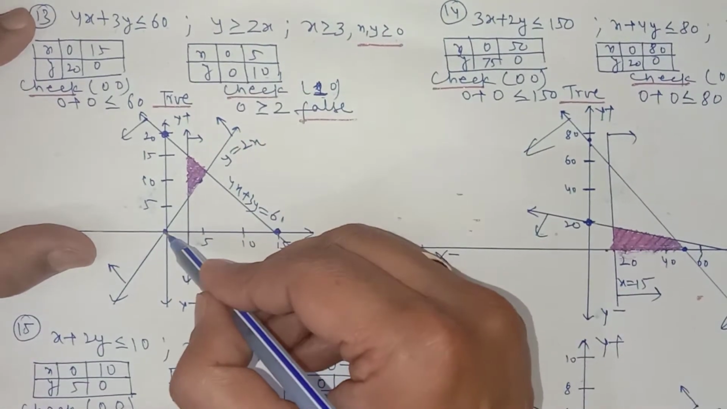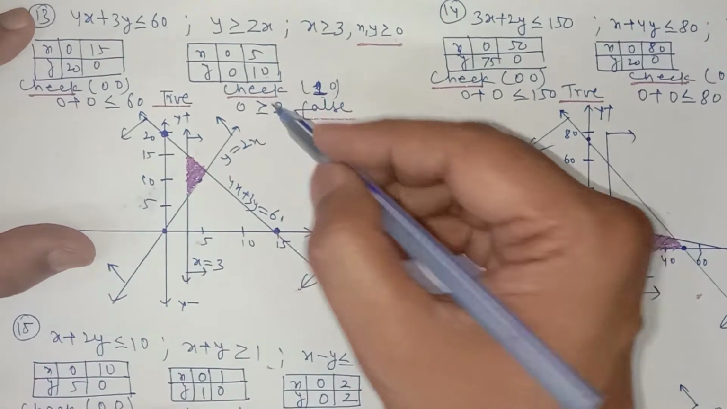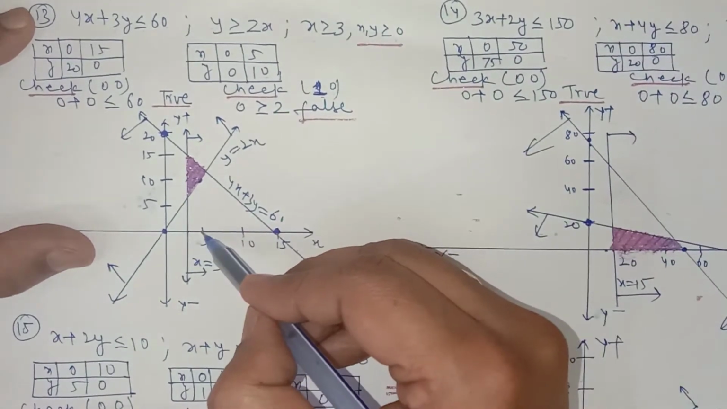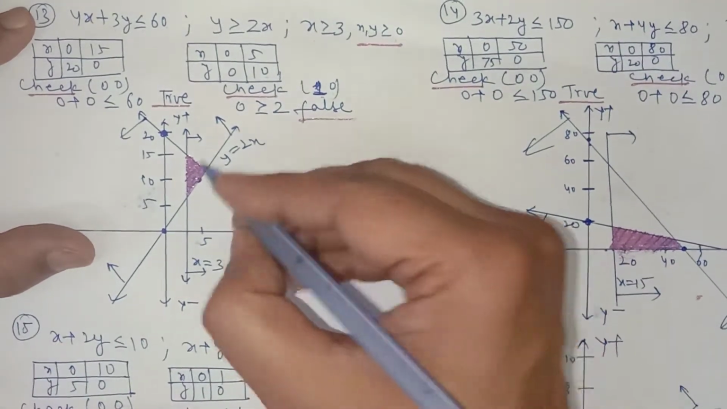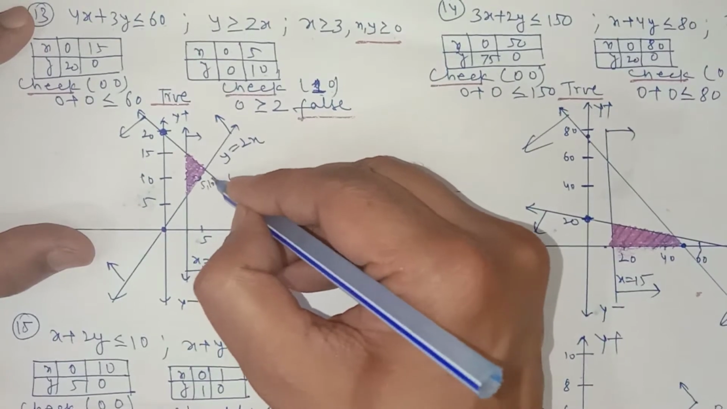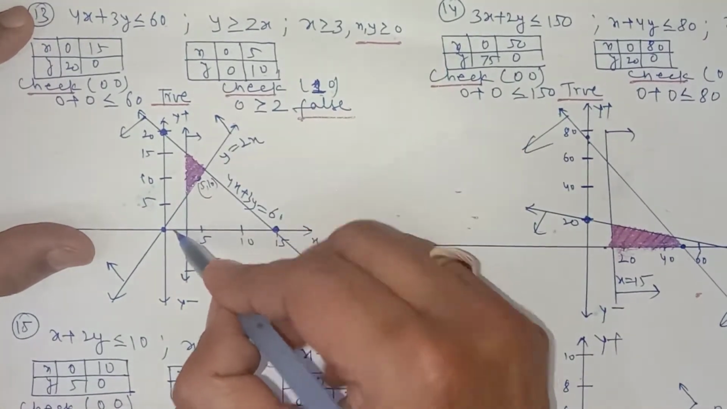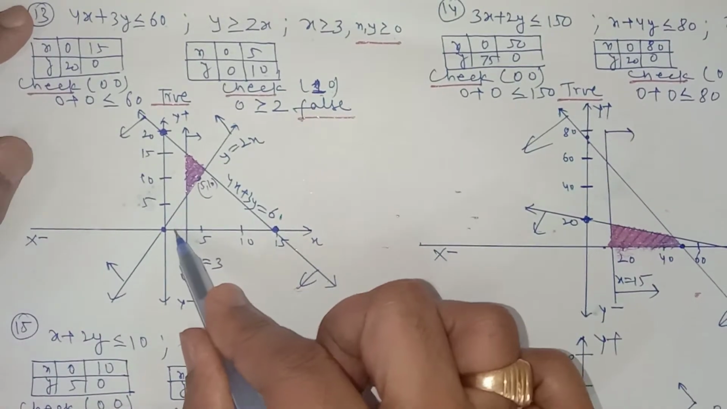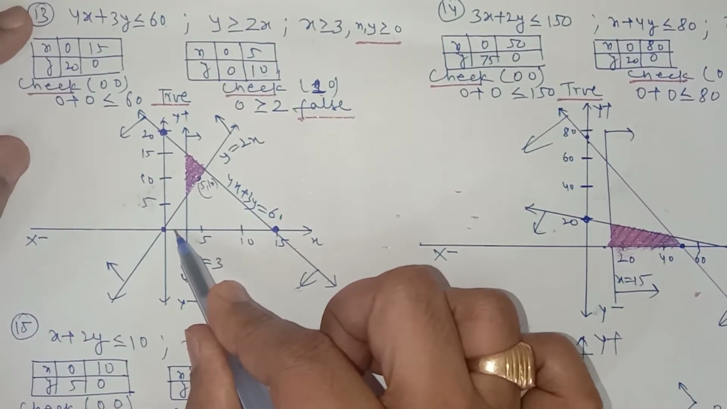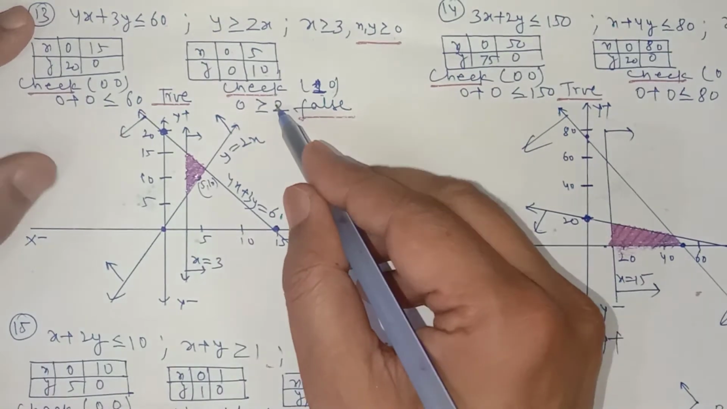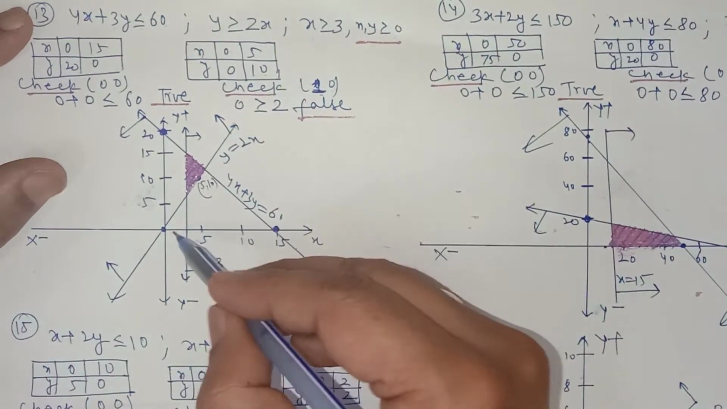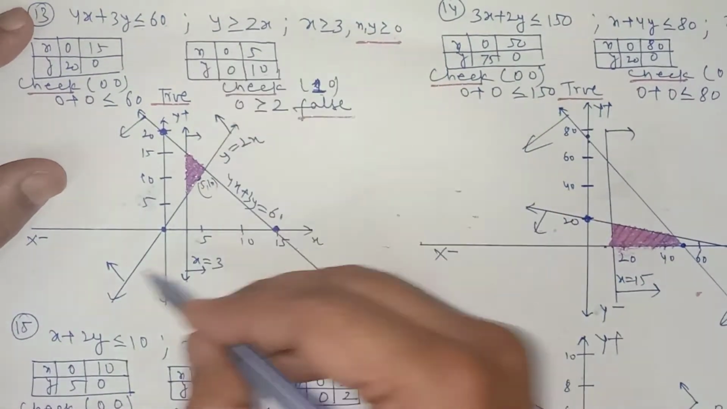x 0, y 0, that is passing through the origin. x 5, y 10 will be this point, and draw the line. And because 1, 0 is not the solution of this, the point I put, it is not the solution for this, false. So it will be shaded away from this point 1, 0, away from this.